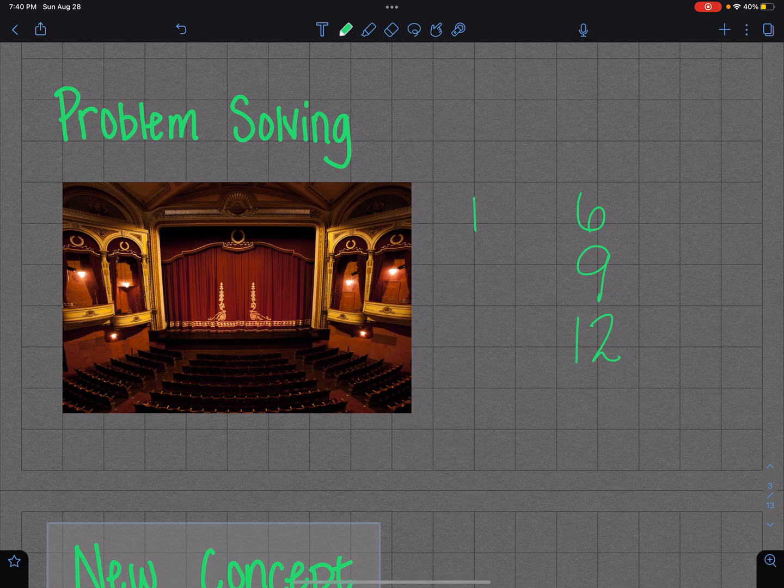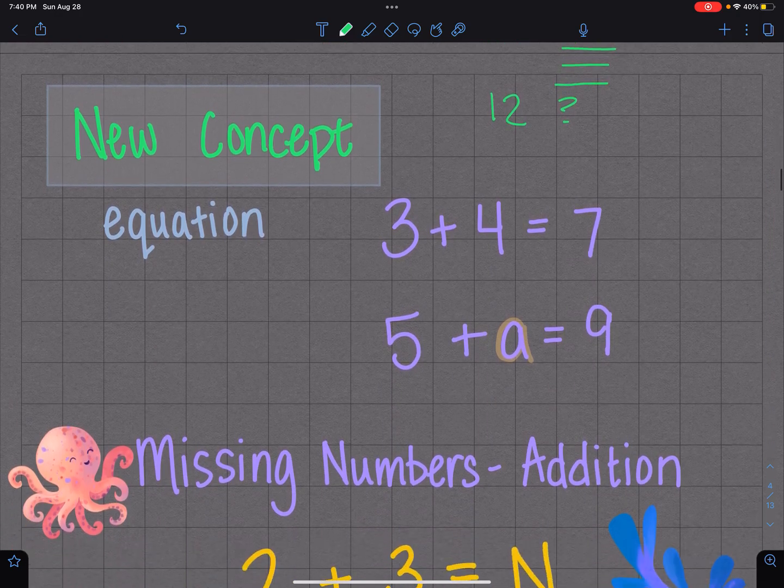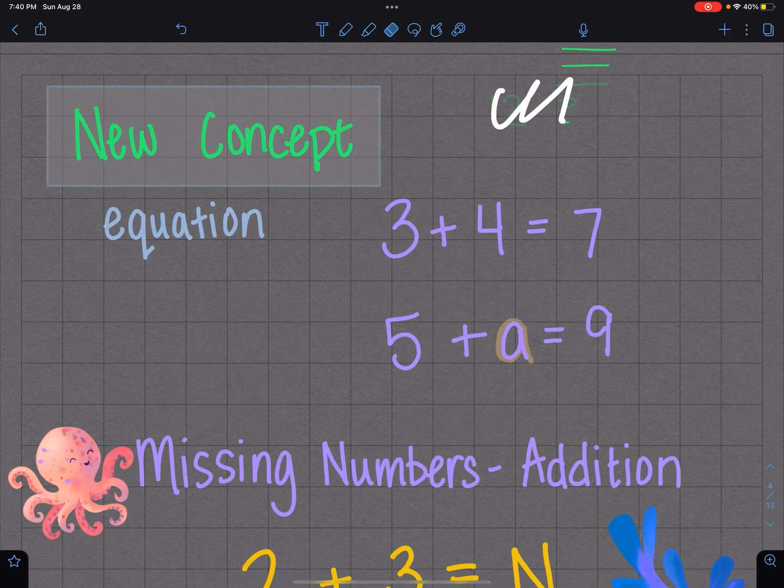Ooh, so this is first row, second row, third row. So there's 4, 5, 6, 7, 8, 9, 10, 11, and it wants to know how many are in the 12th row. All right, I'm going to let you pause it right there and see if you can figure out what the answer to that is. And in the meantime, I'm going to go ahead and jump ahead to the new concept.